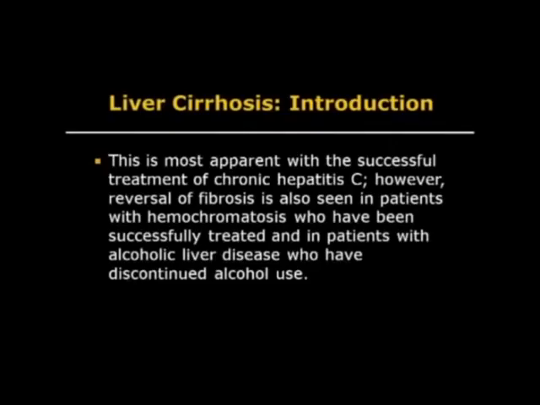This is most apparent with the successful treatment of chronic hepatitis C. So hepatitis C can be treated right now. However, reversal of fibrosis is also seen in patients with hemochromatosis, that is iron deposition in the liver, impairing the liver and even causing cirrhosis, okay? Who have been successfully treated, and in patients with alcoholic liver disease who have discontinued alcohol use.